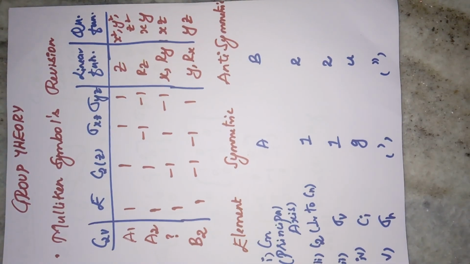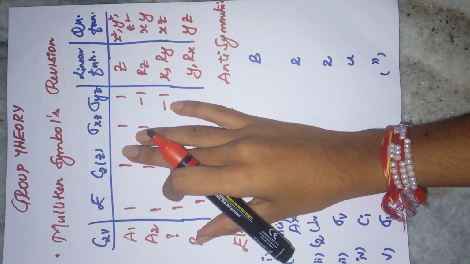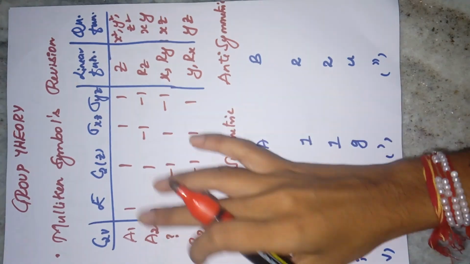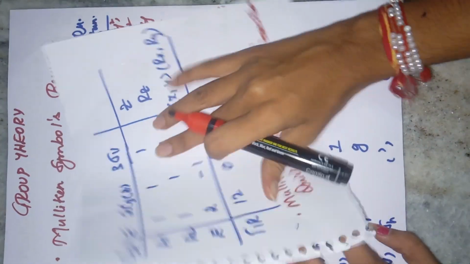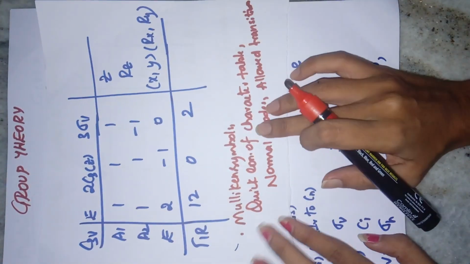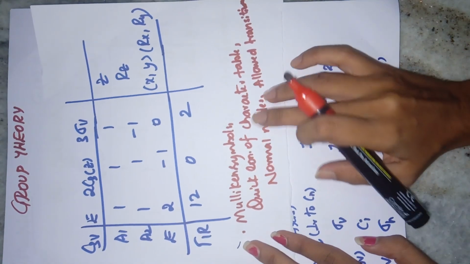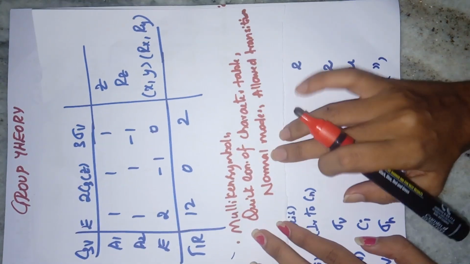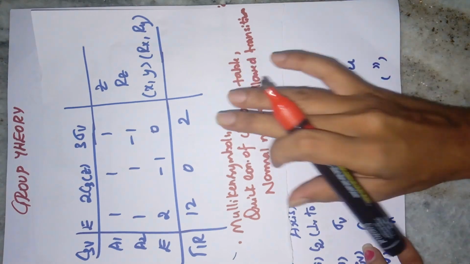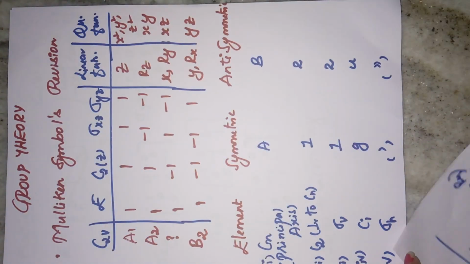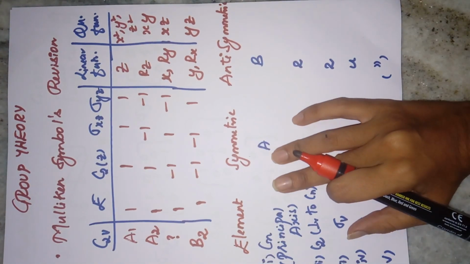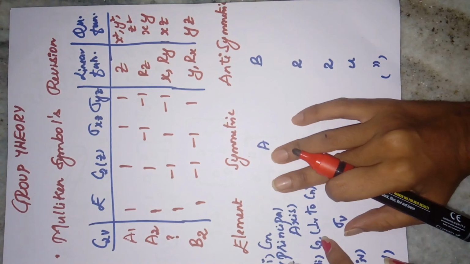Right, guys, so group theory was a requested topic for the short notes thing. I have covered the Mulliken symbols, quick construction of character table, normal modes and allowed transitions. All this I will be explaining in this video, which will be helpful for your revision purpose for CSIR entrance, right?